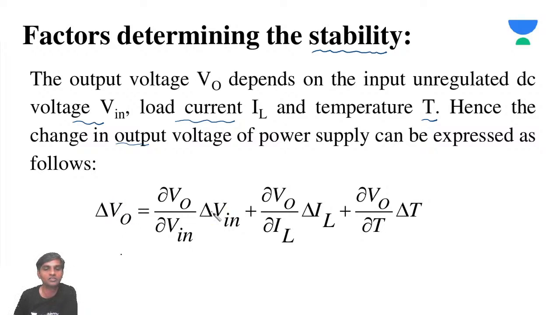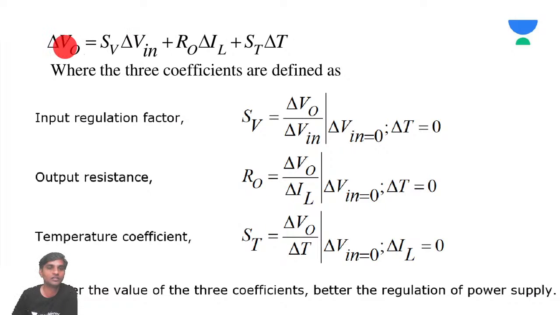Okay. So this depends on the change in input voltage, change in current, and change in temperature. I'm just writing these as coefficients, right? So SV, R0, and ST are the coefficients. Where the three coefficients are defined, the input regulation factor is SV equal to change in V0 by change in Vi.